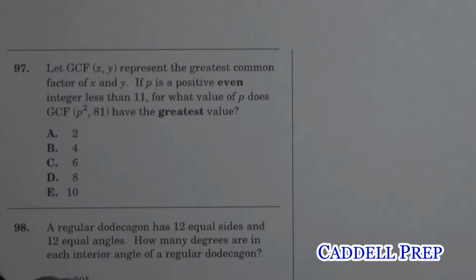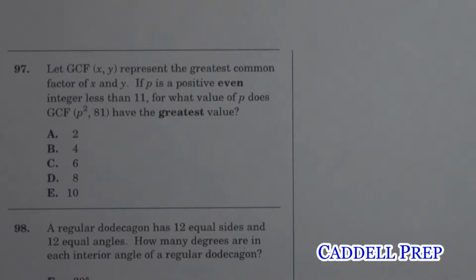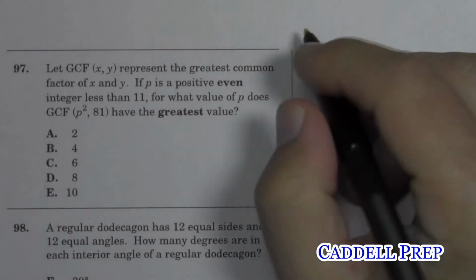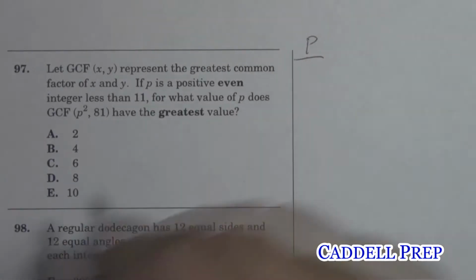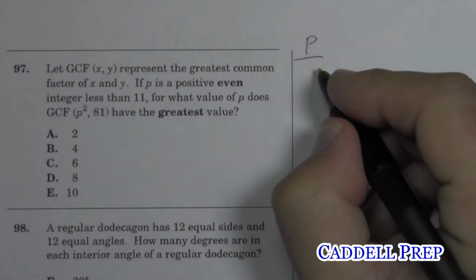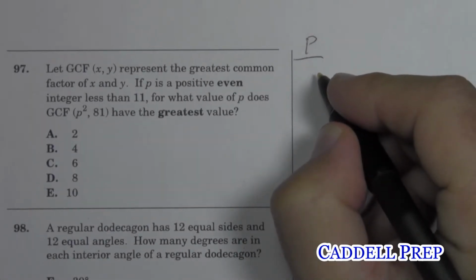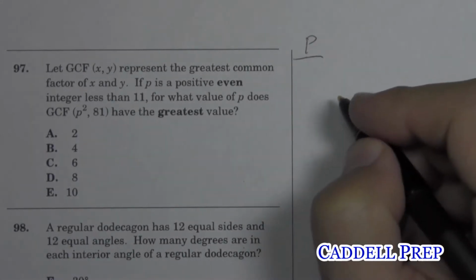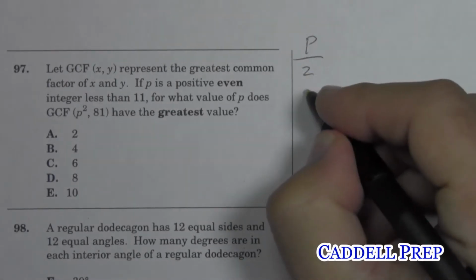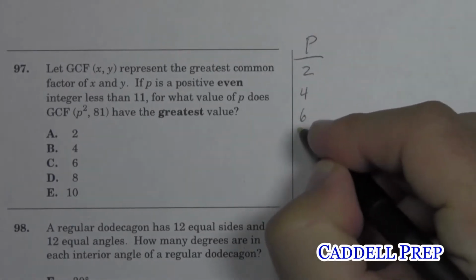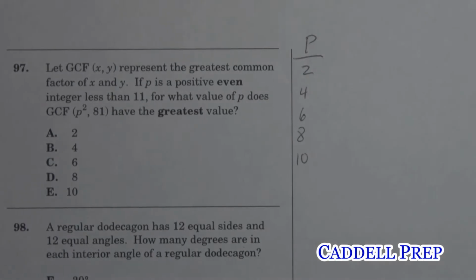So there's a lot of information here and it could get a little confusing, but let's just write down what they tell us and try and make sense of it. It says p is a positive even integer less than 11. So let's write down what p could possibly be. It has to be positive, it has to be less than 11, and it has to be even, so it could be 2, 4, 6, 8, or 10.